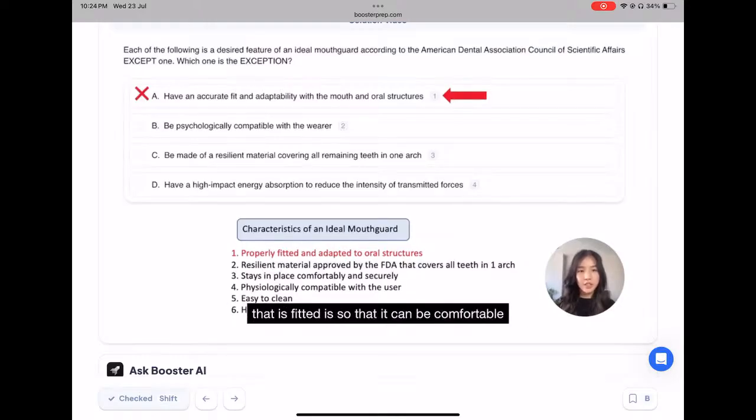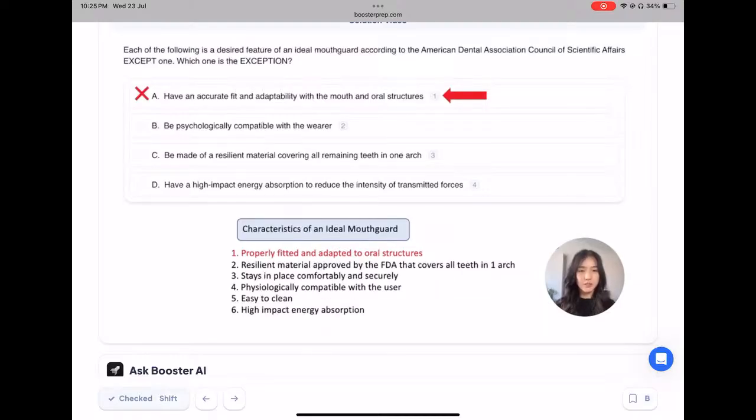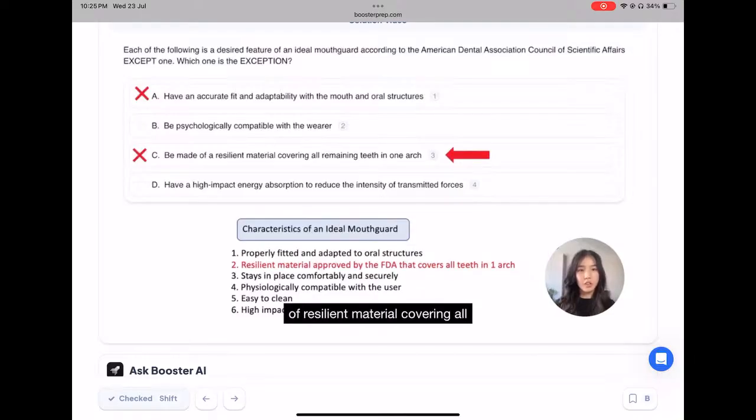Having a mouthguard that is fitted is so that it can be comfortable to the wearer and effectively provide protection against traumatic forces to the dental arch. And having a comfortable mouthguard is also essential in ensuring that the patient does wear it during contact sports and gets that full protection. Option C reads, be made of resilient material covering all remaining teeth in one arch. And as we can see, it is also here in the list. And this is another characteristic of an ideal mouthguard according to the ADA.